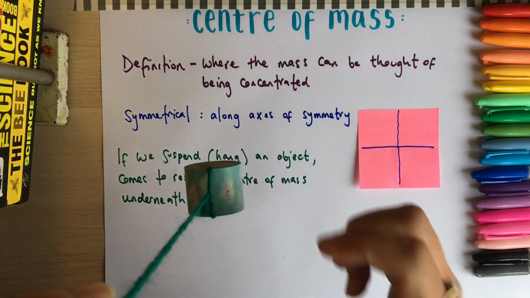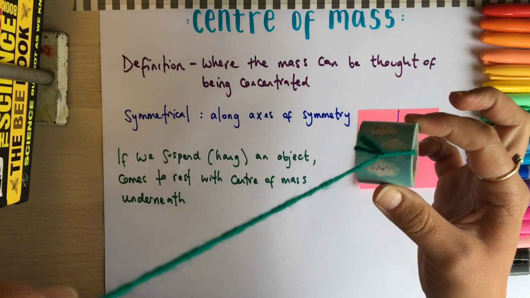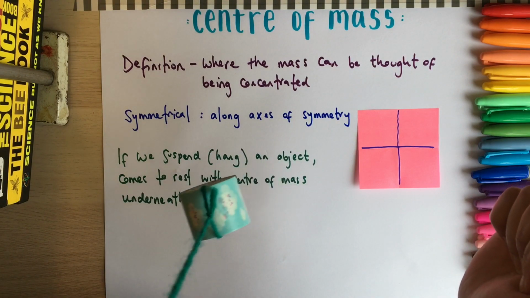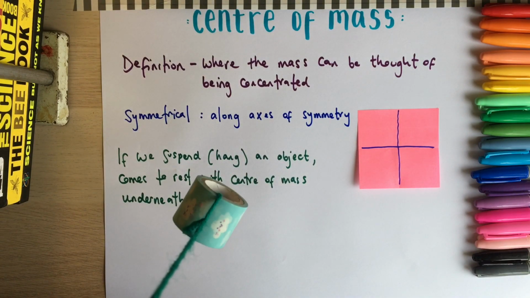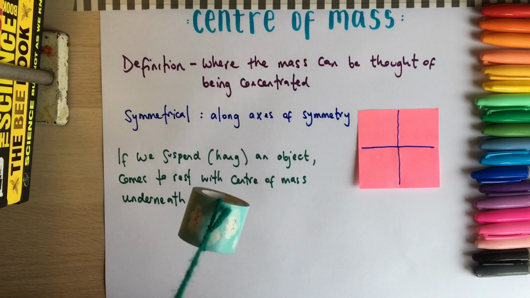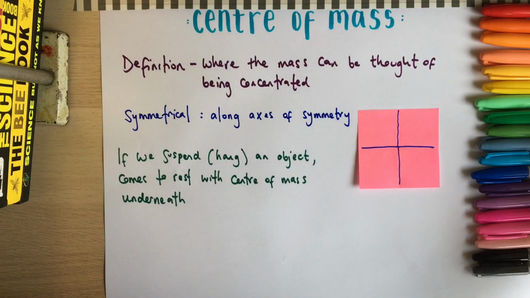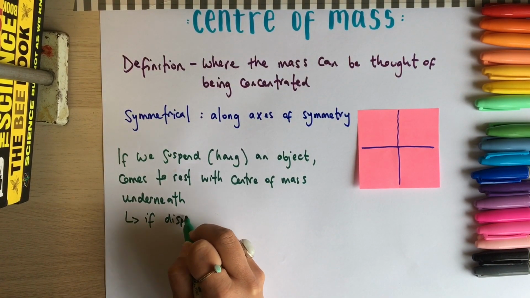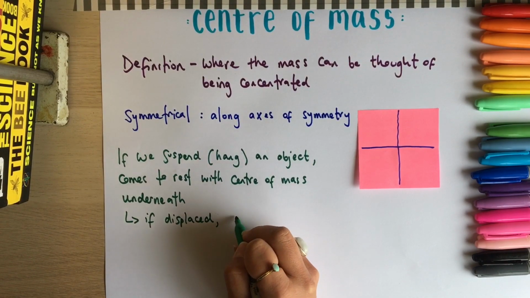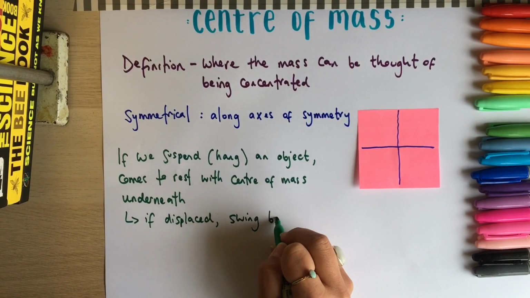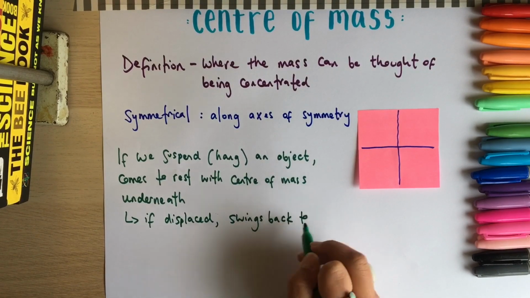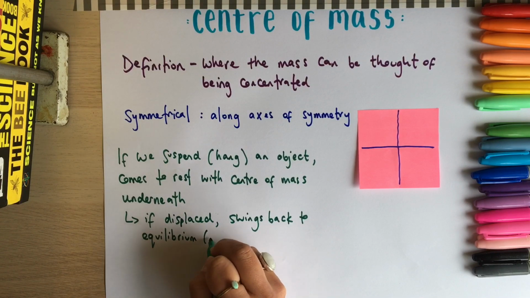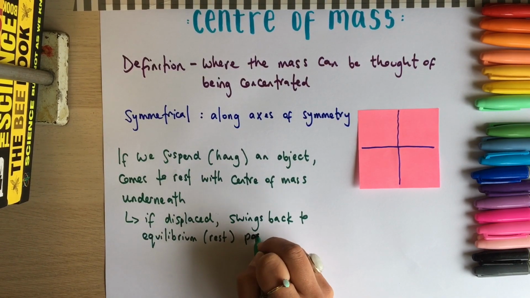Now if I displace it, so move it from its rest position, called its equilibrium, then it will swing and then it will come to rest in that equilibrium position. So let's write that. If it is displaced, it swings back to its equilibrium or rest position.